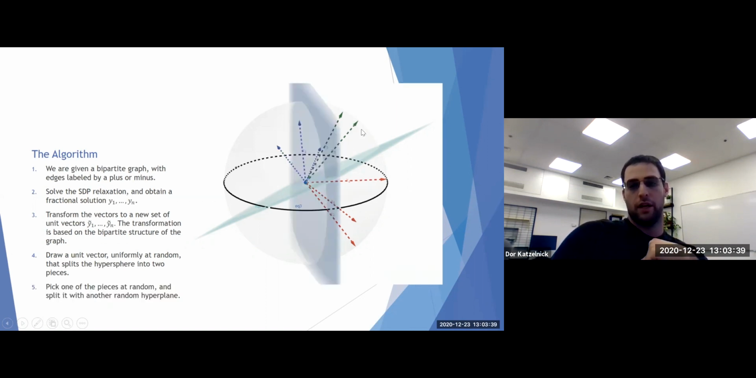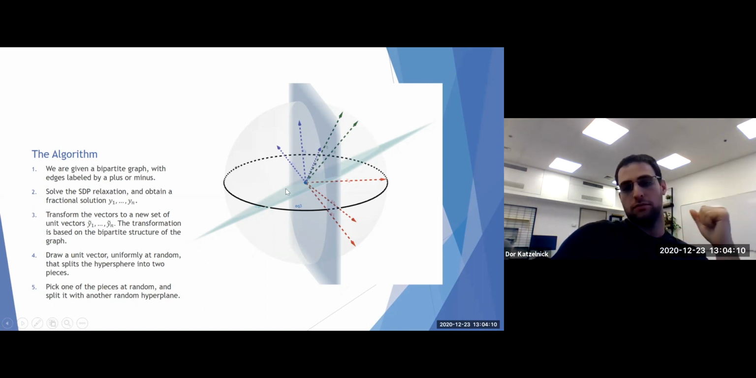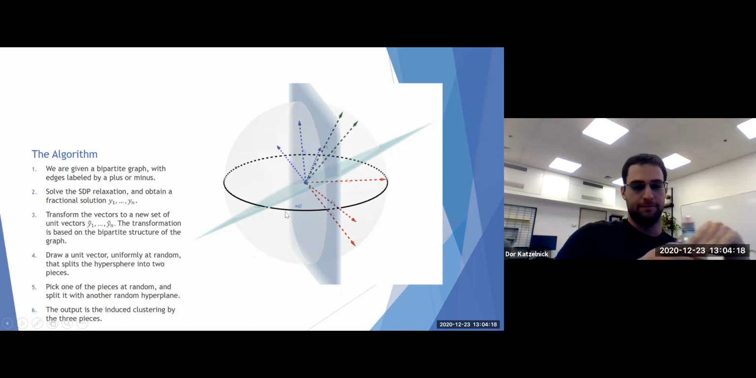So let's say, again, that we chose this green cluster. And now we have this blue hyperplane. And now we have two clusters. We have the green cluster and here the blue or purple cluster. And we didn't partition these red vectors. We only partitioned this green cluster, the green vectors. Okay, so now we have three clusters. We have the red vectors, the green vectors, and the blue vectors. And this is going to be the solution. We're going to have only three clusters in the solution. So this is the output of the algorithm.